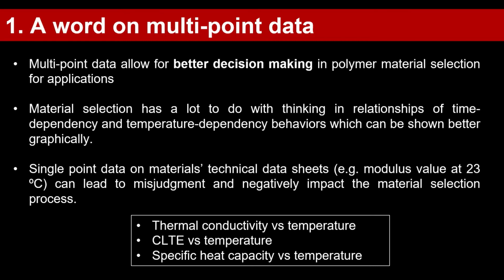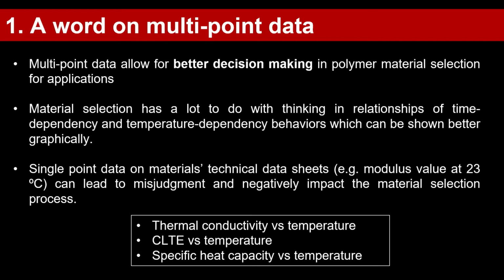When you think of material selection itself, it has to do a lot with thinking in relationships, mainly time dependency and also temperature dependency behaviors, which is really important with polymers. Such temperature dependency behaviors can be better shown graphically and not over a single point value in the table. A classic example of single point data is the technical data sheet of a material. Let's take, for example, the modulus value at 23 degrees C.